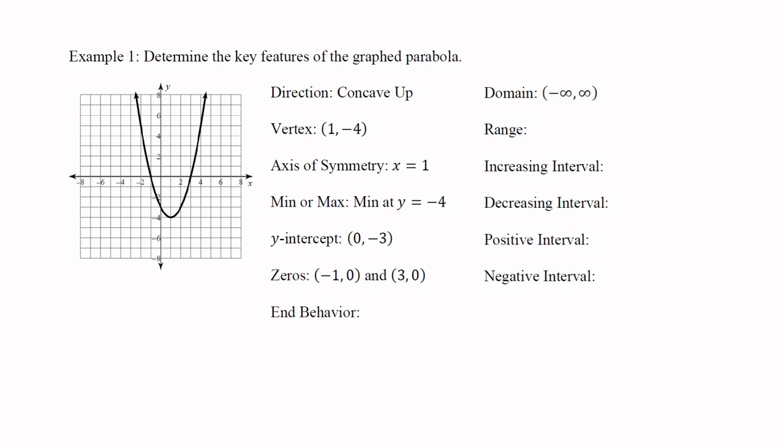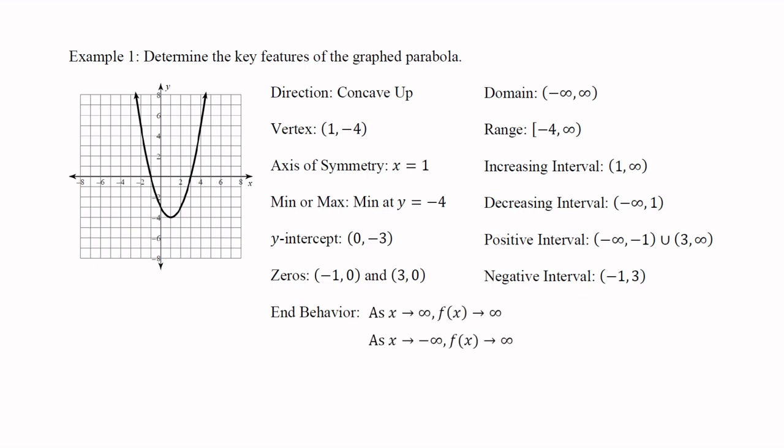Our domain goes from -infinity to +infinity. Our range goes from -4 to infinity, including the -4 because the vertex is a point on the graph. We are increasing from 1 to infinity. We are decreasing from -infinity to 1. Notice that we increase on one side of the axis of symmetry and decrease on the other side of the axis of symmetry. Our positive interval is from -infinity to -1, union with 3 to infinity. Notice that those two values are also our x-intercepts, and our negative interval is from -1 to 3. Finally, end behavior: since both sides of the parabola are pointing upwards, both ends are going to infinity.